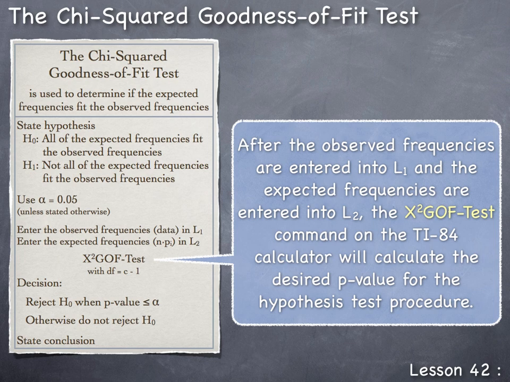After the observed frequencies are entered into list 1 and the expected frequencies are entered into list 2, the chi-squared GOF test command on the TI-84 calculator will calculate the desired p-value for the hypothesis test procedure.